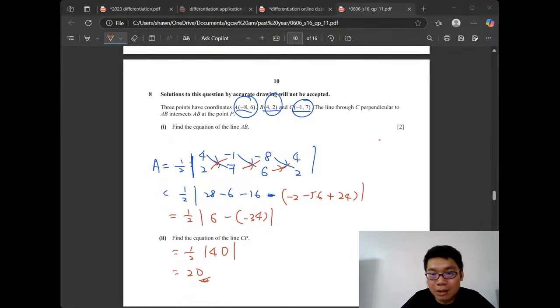This is just how you find the area of a triangle if it is not easy to find base and height. Okay, and this is the last formula that you need to know for area of triangle in our syllabus.